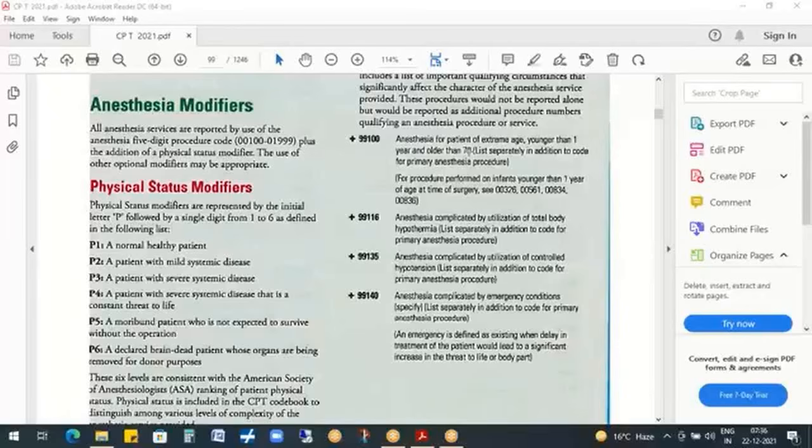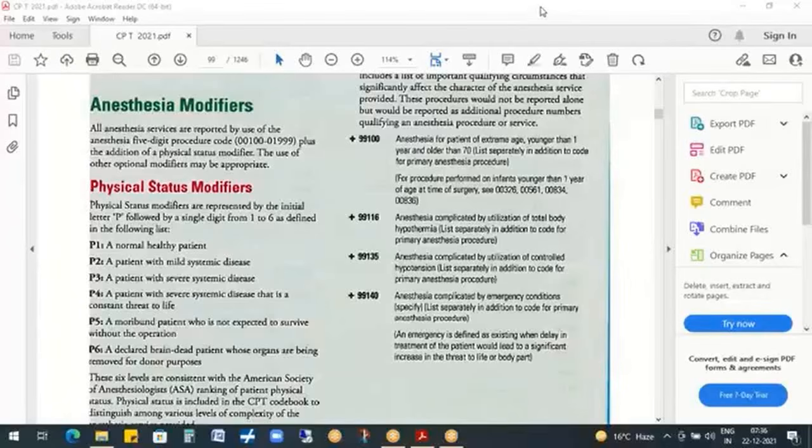Can you see the code 99100? It's an add-on code, sir. The plus symbol is there in front of the code, everyone. Plus symbol means what? Add-on code. Now listen. This code will never be listed as a primary code. Understood? An add-on code will be coded only as a secondary code, not as a primary code.